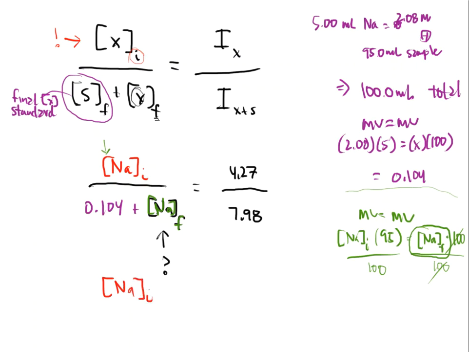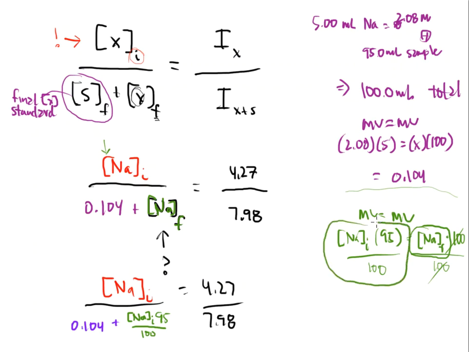So NaI equals 4.27 divided by 7.98. Well, we already calculated that first one, 0.104. And now what I can do is I can go in and rewrite this variable. And I can rewrite it in terms of NaI times 95 divided by 100. So this whole thing, because that says equal to NaF, right? That whole thing gets to be replaced into the NaF spot.